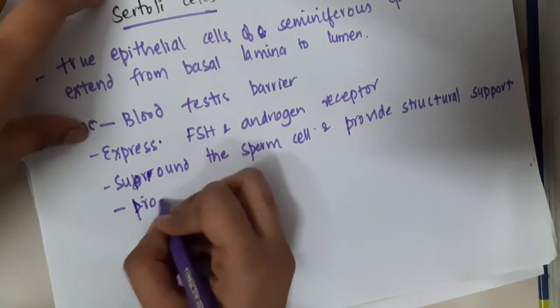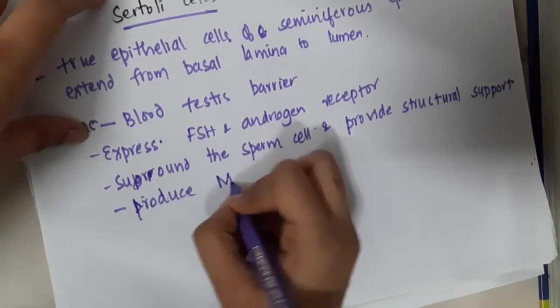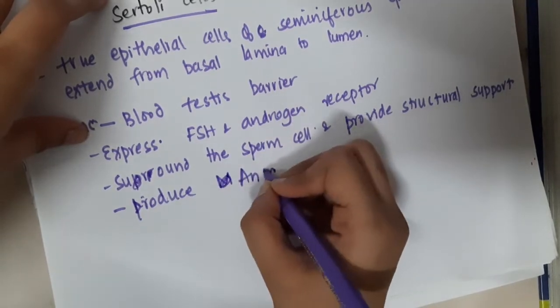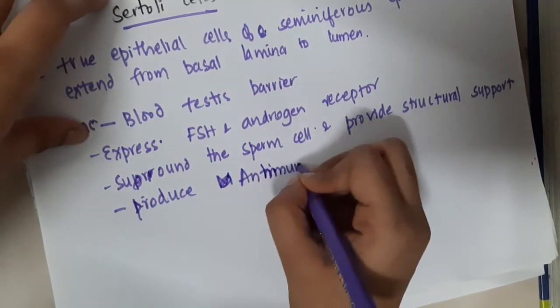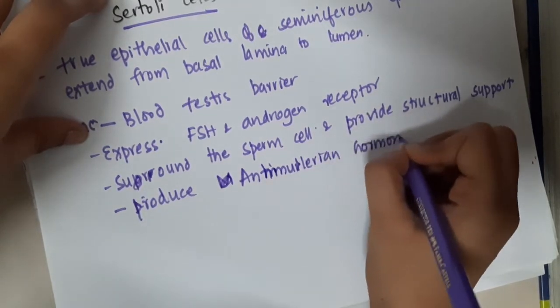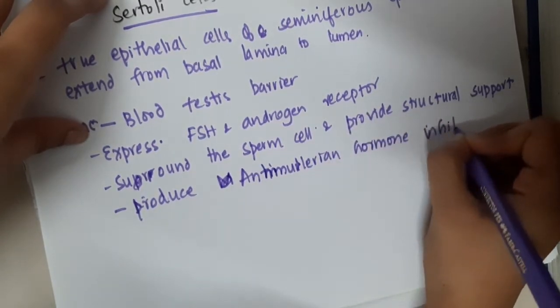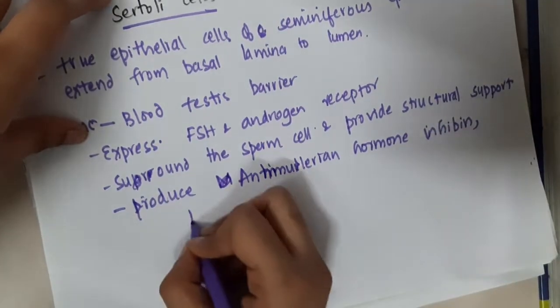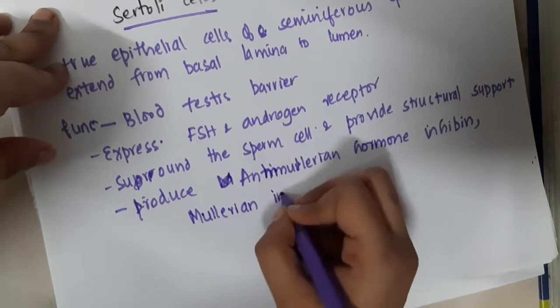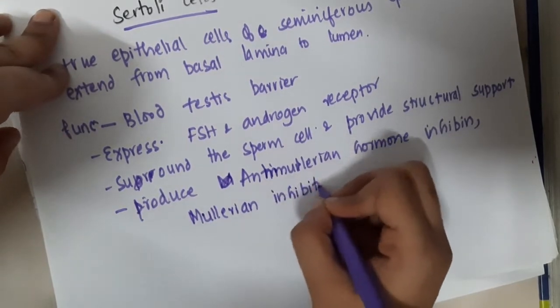They also produce anti-Mullerian hormone, and they produce inhibin, and they also produce Mullerian inhibiting substance.